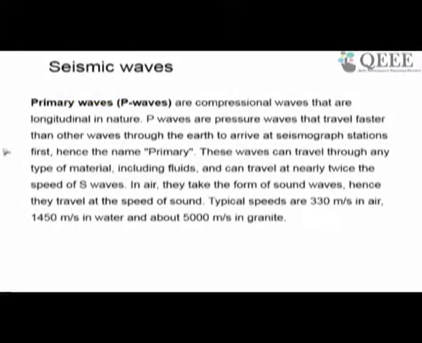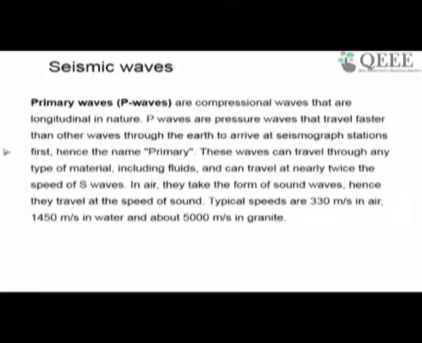Before I go further, I will briefly tell you what exactly these P waves and S waves are, which are used to characterize the ground in the seismic refraction technique. The primary waves, as in Wikipedia, they have given a nice definition. These are compressional waves, as you know, that are longitudinal in nature.